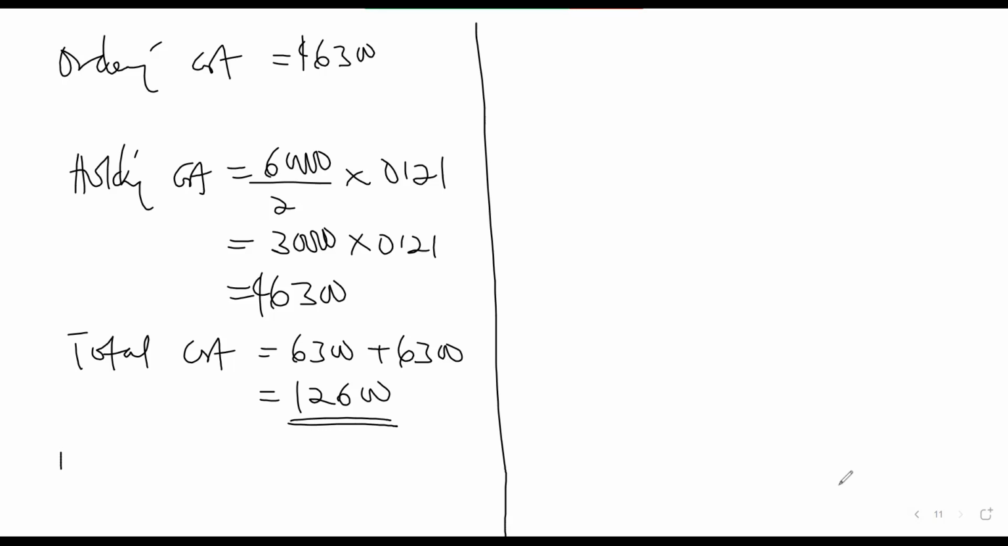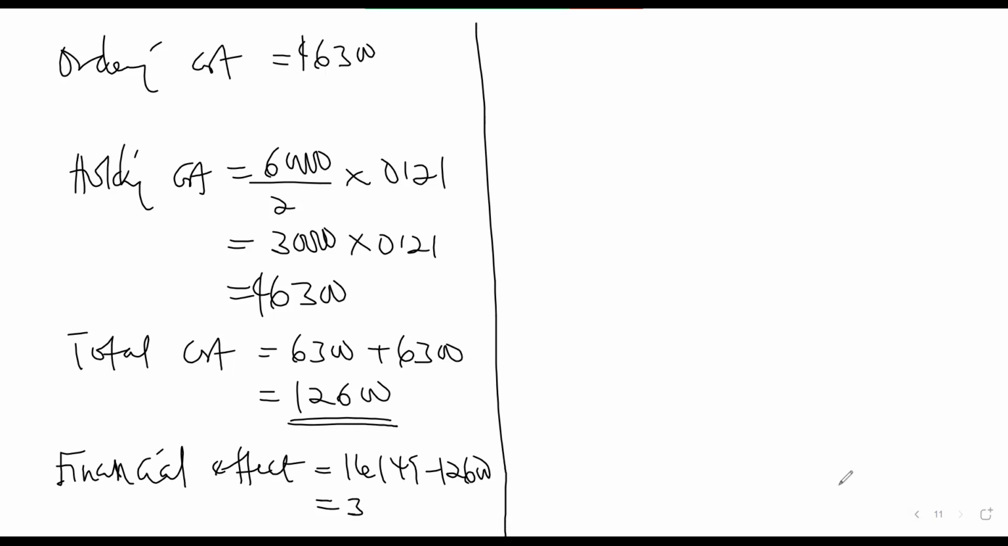What will be the financial effect? That is what the question is asking you. The financial effect will be the reduction in the cost. So it will be 161,149 minus 12,600. How much are they saving? If they want to use the economic order quantity, how much will they be saving? They will be saving a cost of 3,559. Okay.